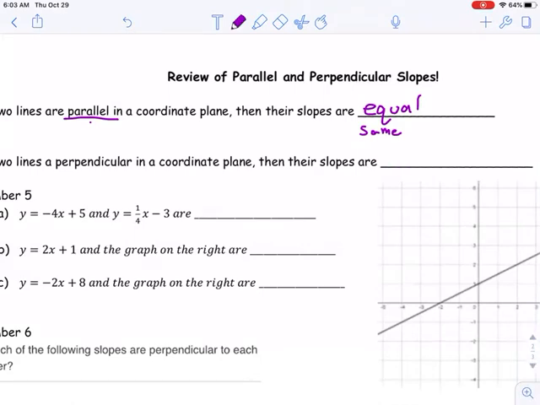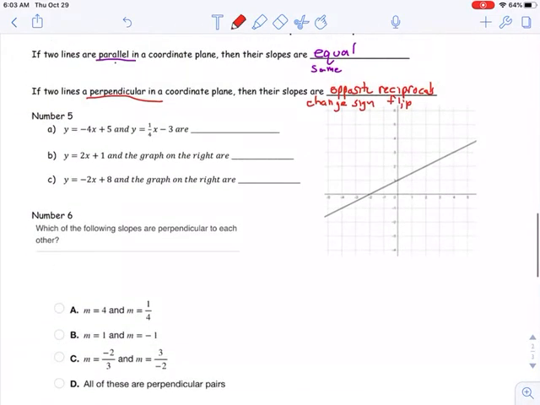Here, let me pick a different color for this. Reciprocals. And what does that mean? That means you're going to change sign and flip the numbers. And that's for perpendicular. Okay? So number 5, y equals negative 4x plus 5 and y equals 1/4 x minus 3.